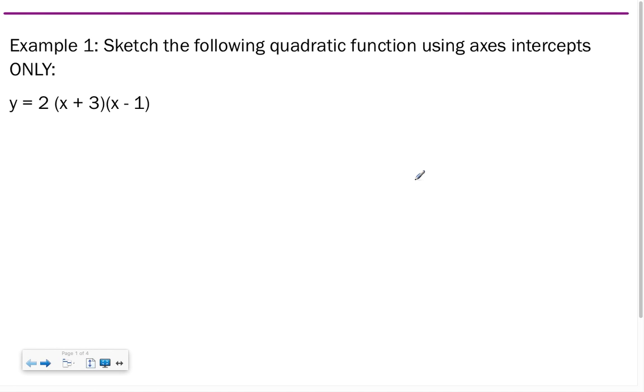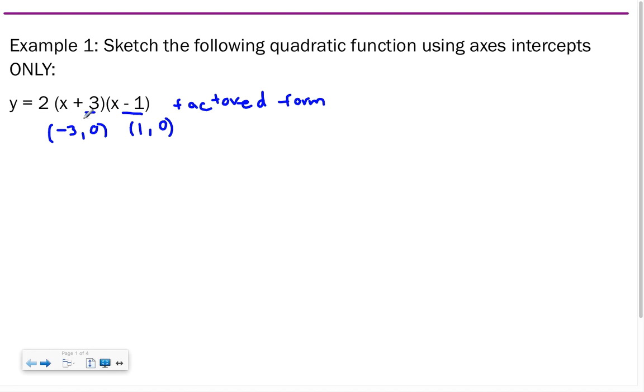So in this video, we're going to talk about using quadratic equations in a variety of forms to make a quick sketch of the graph of their parabola. So here we have an equation in factored form. And if you remember, factored form gives us information about the x-intercepts of a certain graph. So here are the x-intercepts. We have an x-intercept at (-3, 0), and another x-intercept at (1, 0).